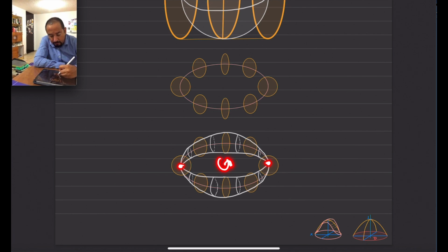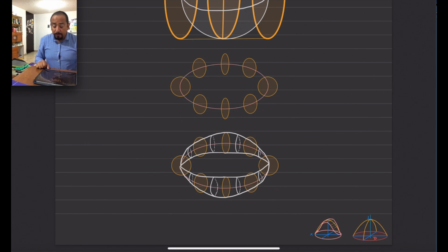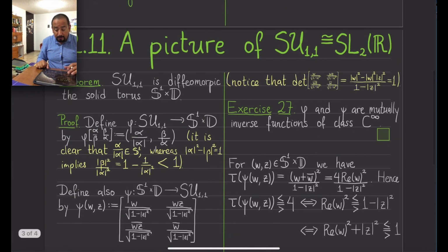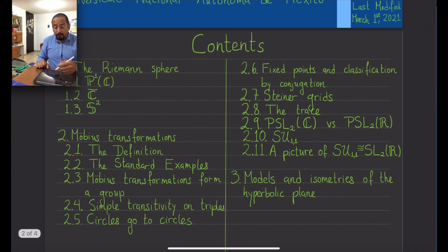So you see there is some operation, maybe a rotation, that identifies them, with the property that whenever two points are identified, the corresponding Möbius transformations are the same. But this last part I leave as an exercise, knowing that this is the picture for SL2R and SU11. Try to draw the picture for PSL2R. Okay, and that's it. So with this we finish the chapter on Möbius transformations, and we will start with models and isometries of the hyperbolic plane next class.